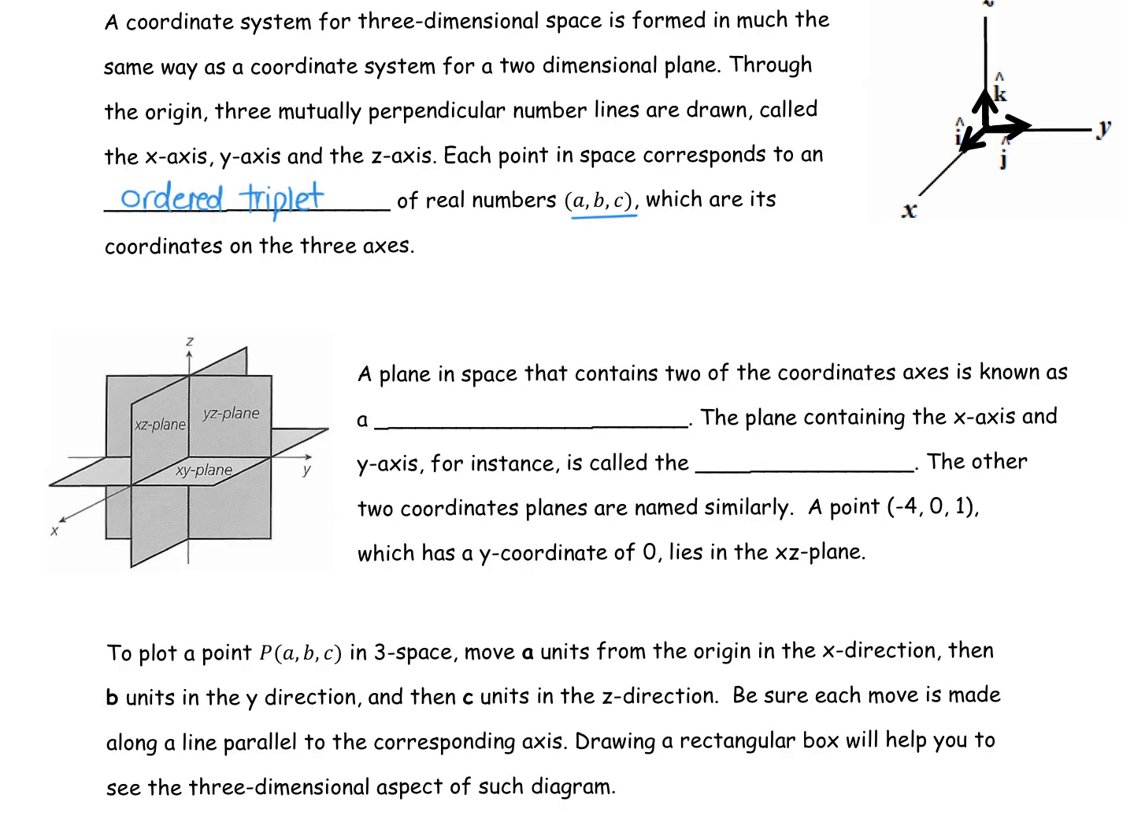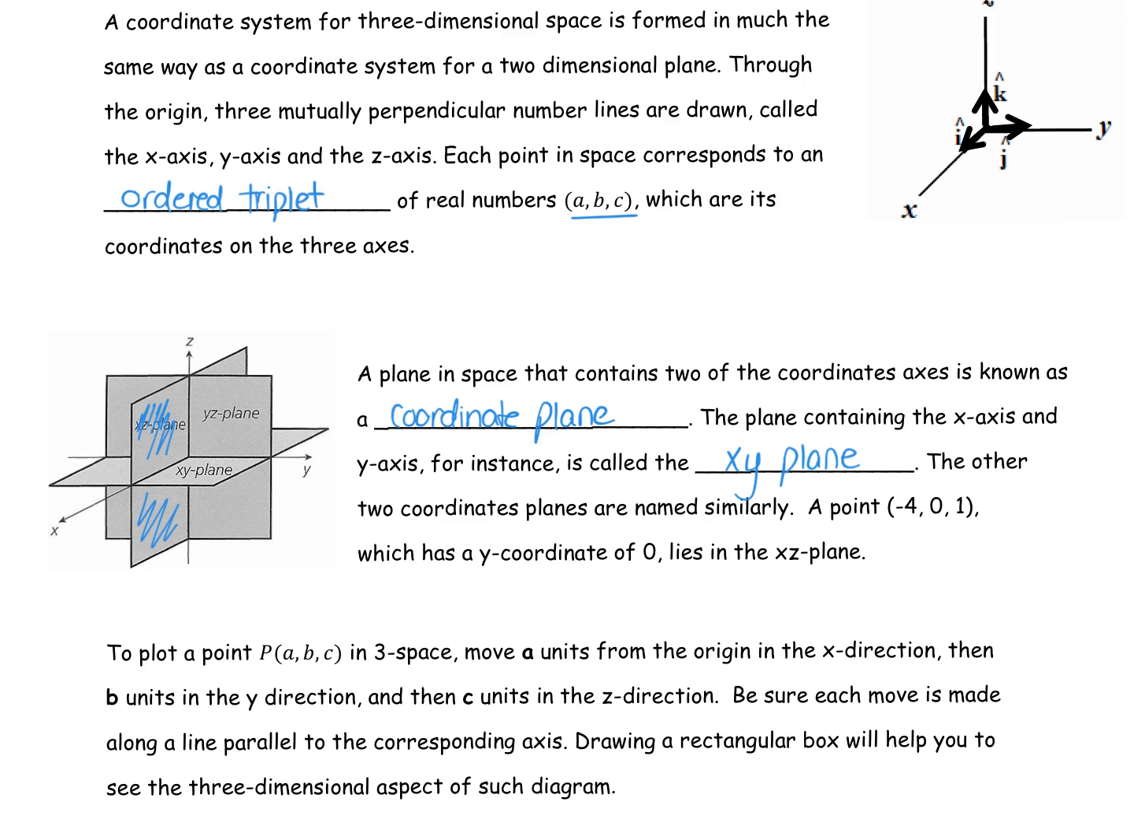So you have different planes in this space. A plane that contains two of the coordinate axes is known as a coordinate plane. For instance, if you can visualize it, this one would be the XZ plane. So those are called coordinate planes. The plane containing the x-axis and the y-axis would, of course, be called the xy plane. And the other two are, of course, similar.